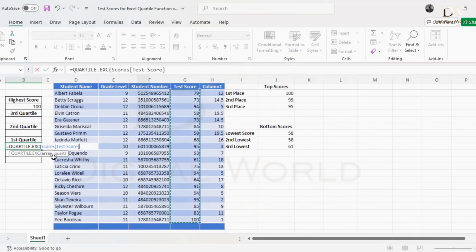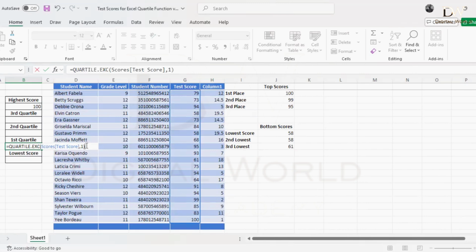You put a comma. As you can see, the syntax says array, comma, quart. This quart will bring up a menu, which asks which quartile you want, meaning which percentage you are looking for. Immediately after I put the comma, I see the menu. This is the first quartile, or 25th percentile. Close your bracket.